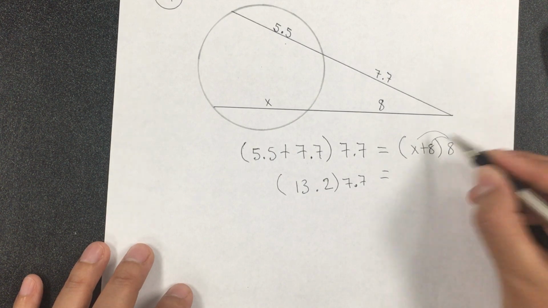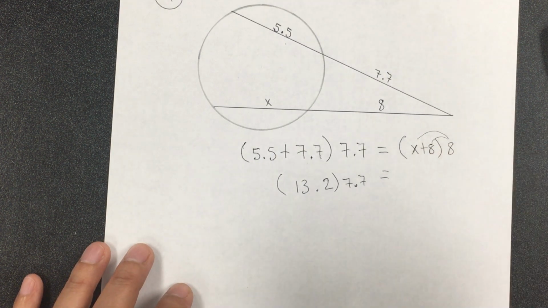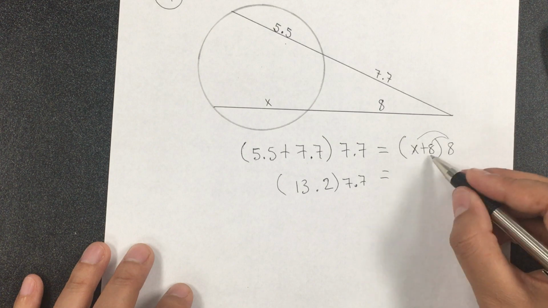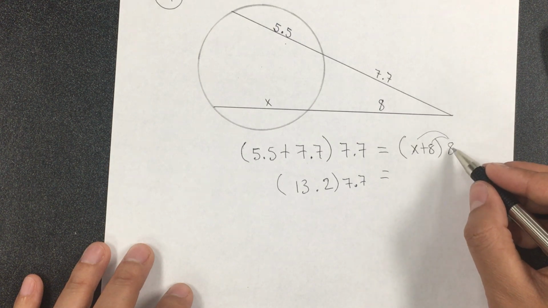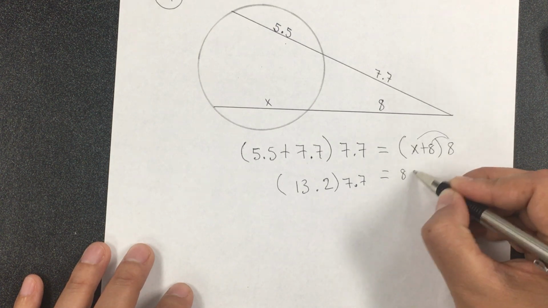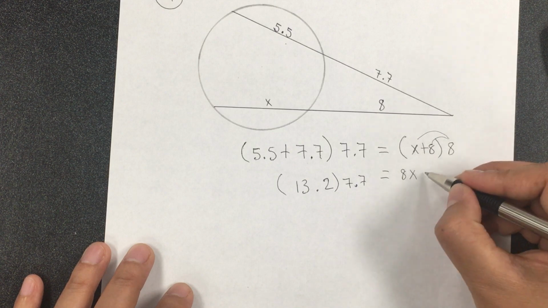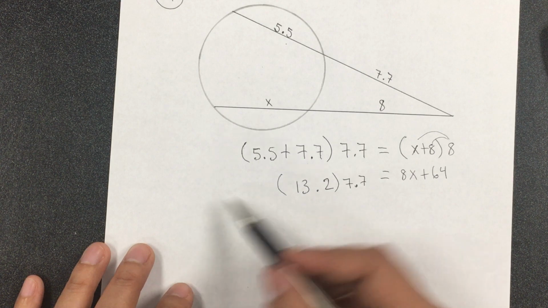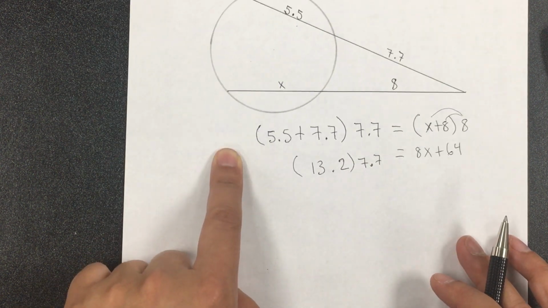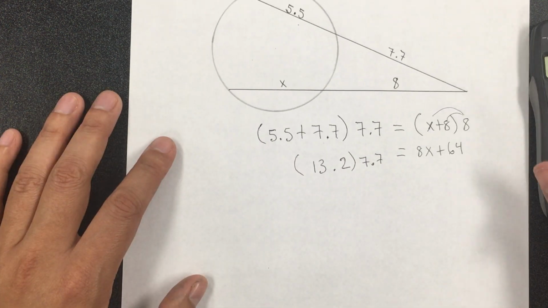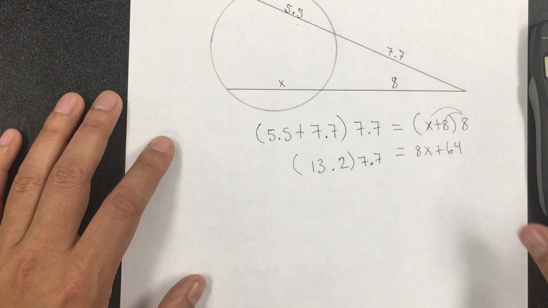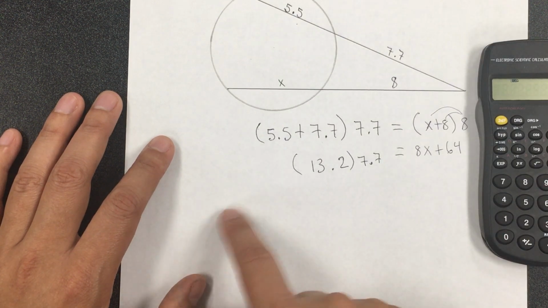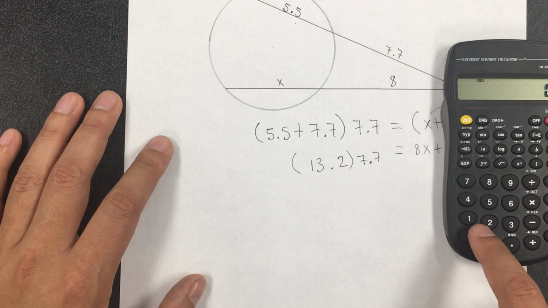And here I'm doing distributive property because you have a variable, you cannot add these two first, okay? So 8 times x is 8x. 8 times 8 is 64. In here, you can either do the long multiplication on the side, and I'm going to do it with the calculator first. I'm going to show you in a minute because this is the last example.